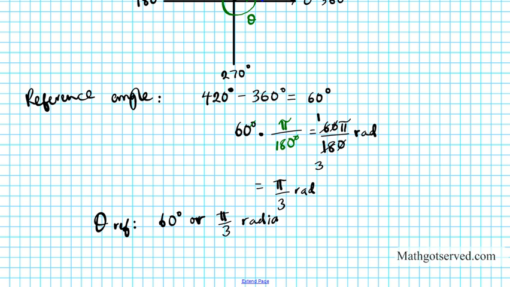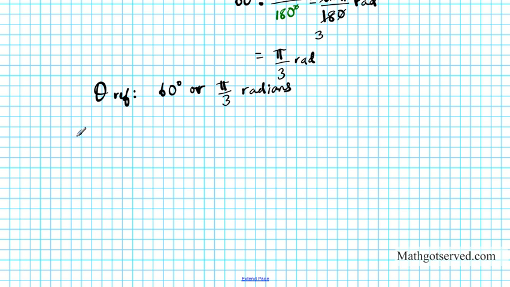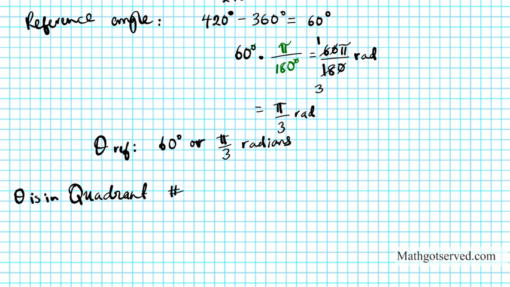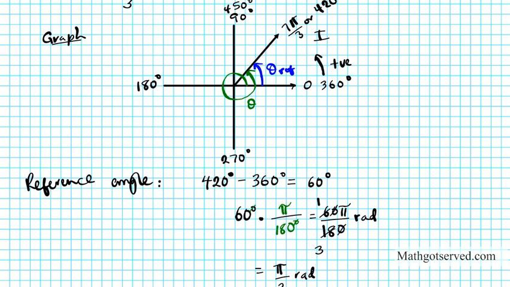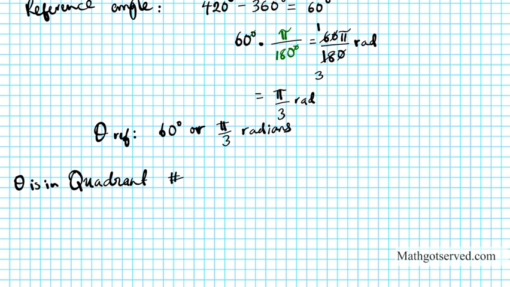Now that we have a reference angle, let's find out what quadrant we're in. So the terminal side is in quadrant number 1, right? Quadrant 1, because this is quadrant 1 that the terminal side is in right there. So theta is in quadrant number 1. All right, so there you have it.